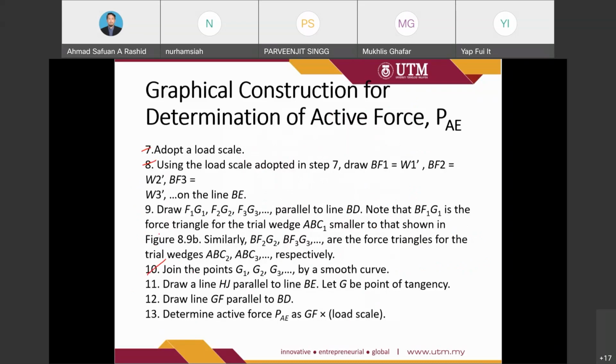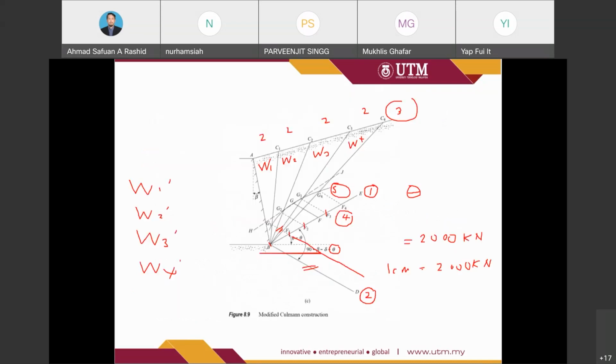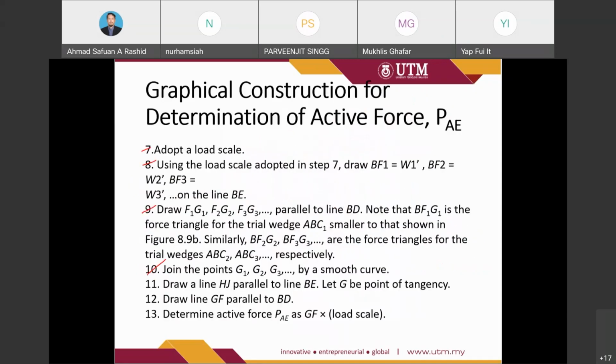The sixth step is to join the points G1, G2, and G3. Okay, so then you need to use what we call an elastic ruler to combine the line through the points G1, G2, G3, and G4. So that will be step number 6 in the diagram. So you need to use the elastic ruler to draw the line to join all the G1, G2, and G4.